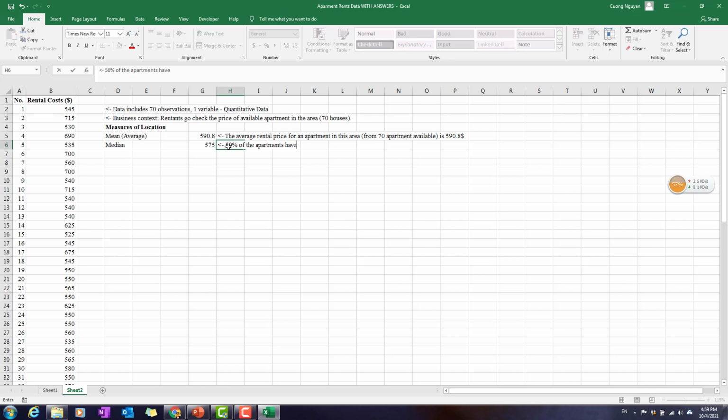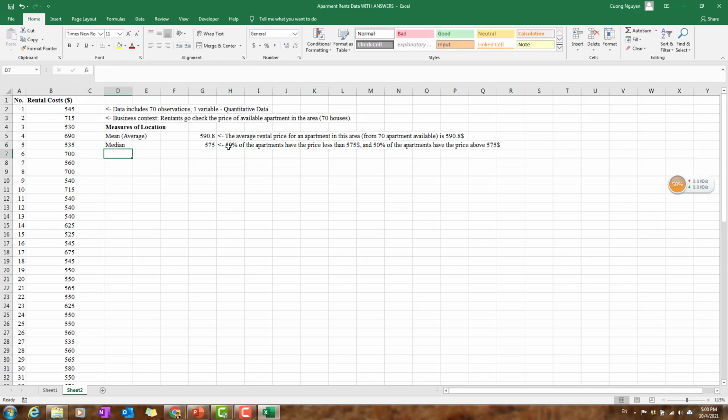have the price less than, okay, no, sorry, less than, not 50%, $575. And of course that means 50% of the apartments have the price above $575. Okay, that's good, right?